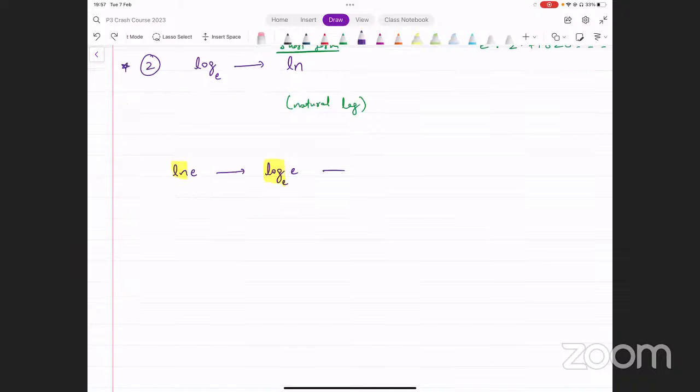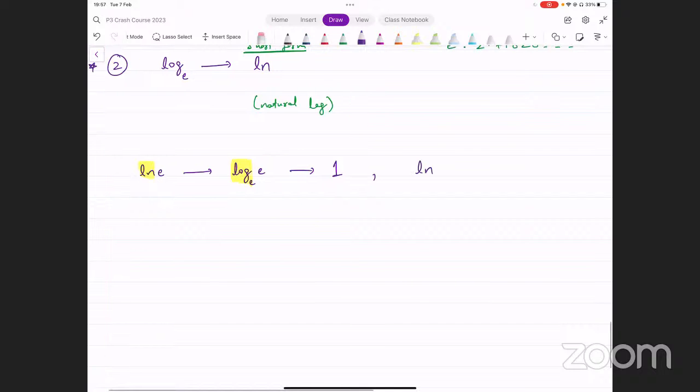What does that result in? This is equal to 1. So if you use that button on your calculator, the ln button, ln and then have E after that, you'll see that results in 1. Okay, because E power 1 is going to give you E. So that's the value that we've got for ln of E.